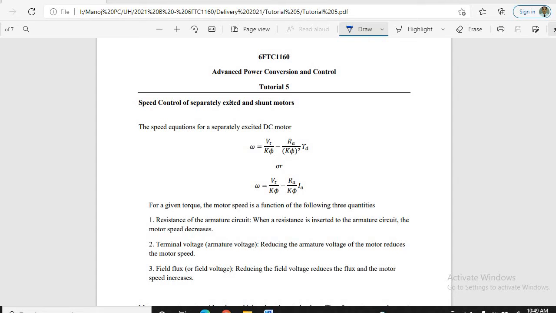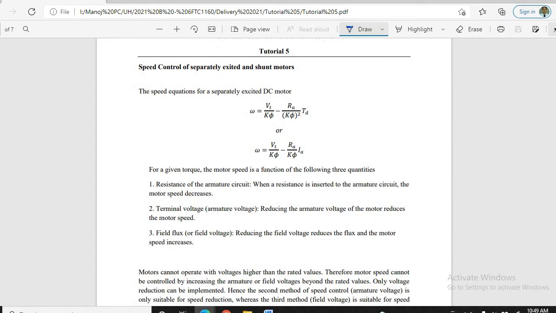This is tutorial 5 of advanced power conversion and control. So last time we talked about how the DC motors work and their characteristics.